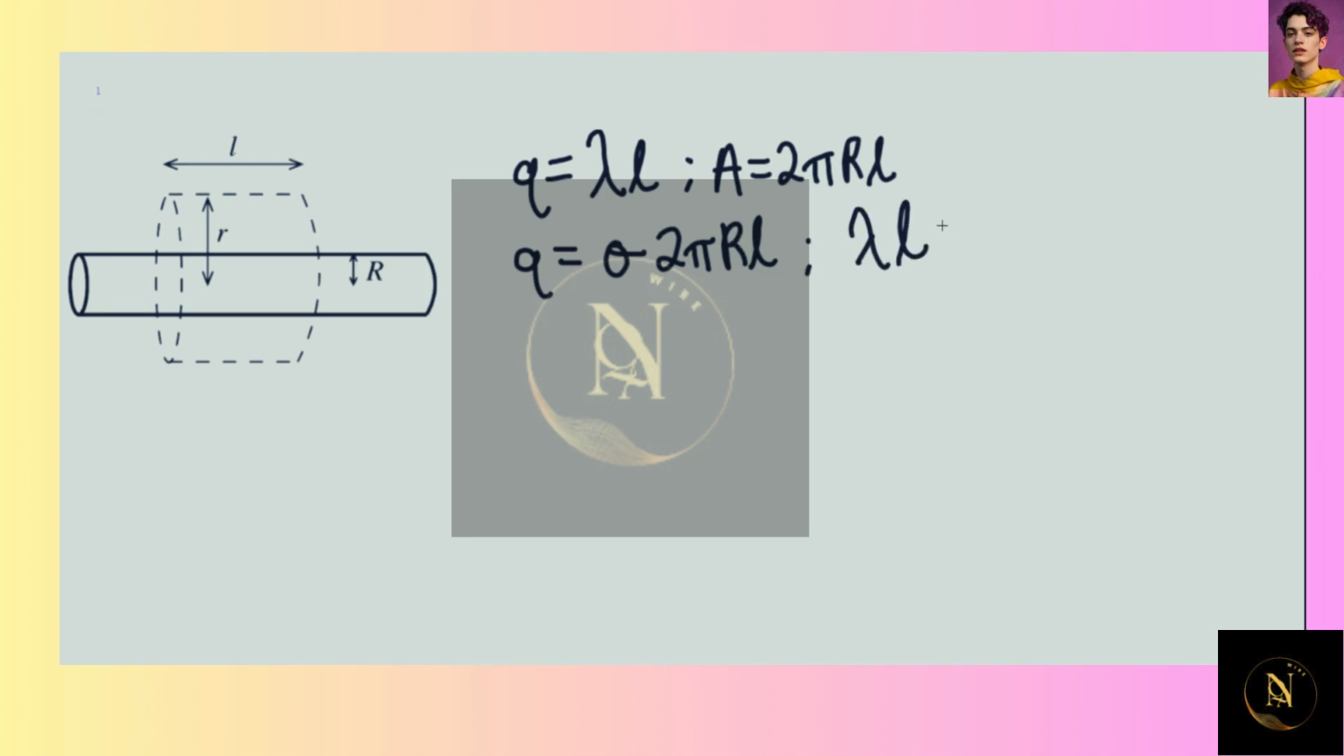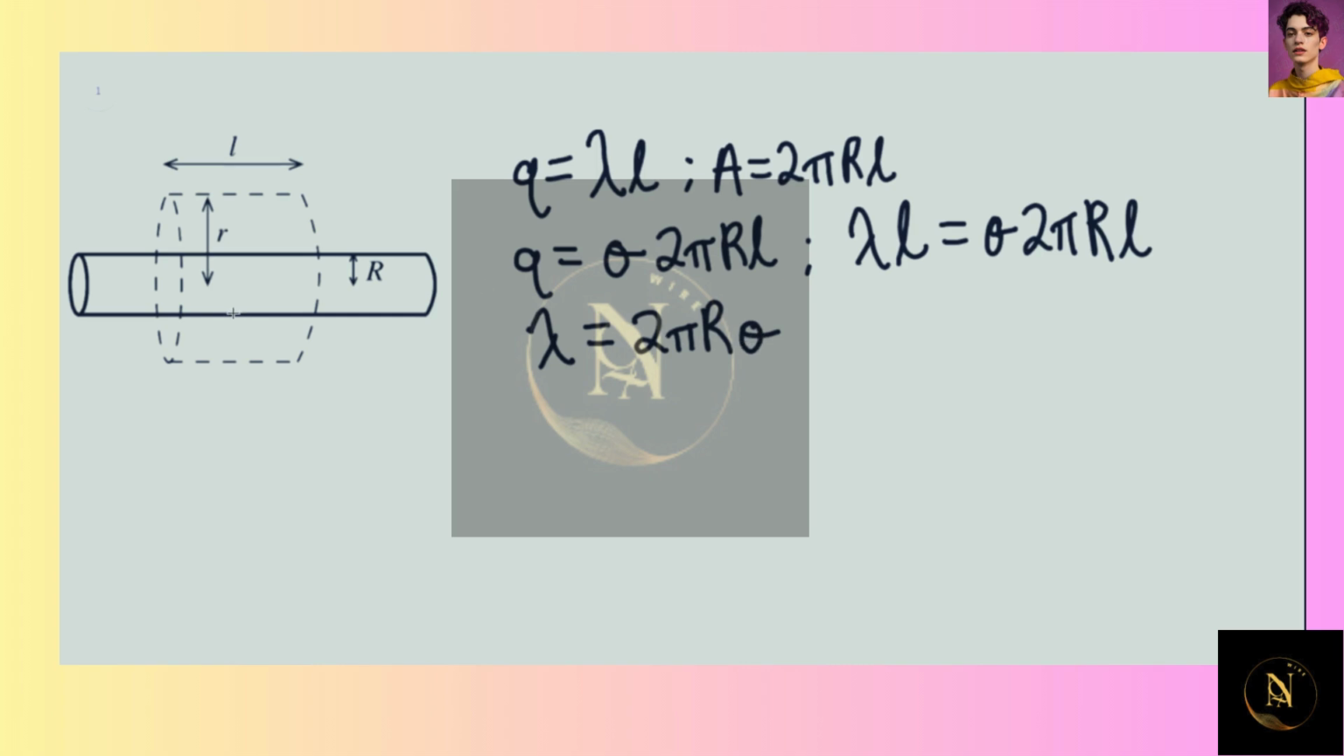Therefore, the linear charge density times the length must be equal to the surface charge density times 2 pi times r times L. And so we can then say that the linear charge density lambda would be equal to 2 pi times r times the surface charge density.